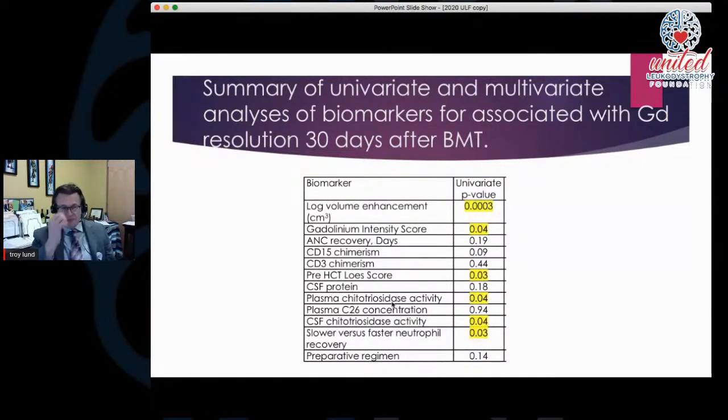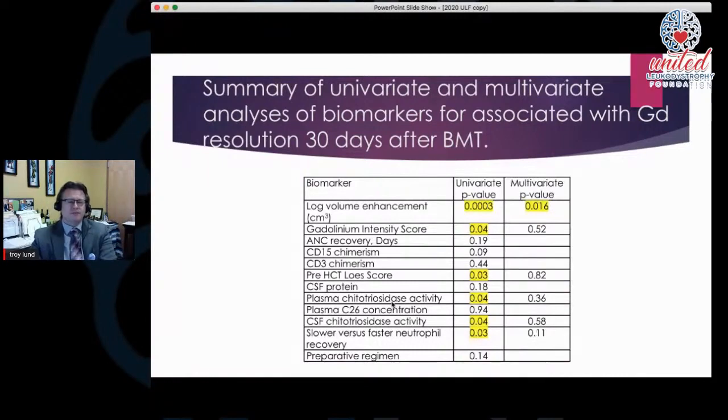And so this is great, but what you want to then do is a multivariate analysis and put all these variables into a model, and you ask the question, out of all these things, which of these variables turns out to stand by itself and is the most important thing? And when you do that, you see this. You see that, in fact, log of volume of gadolinium enhancement turns out to be the most important factor in predicting early gadolinium resolution with a p-value of 0.016.